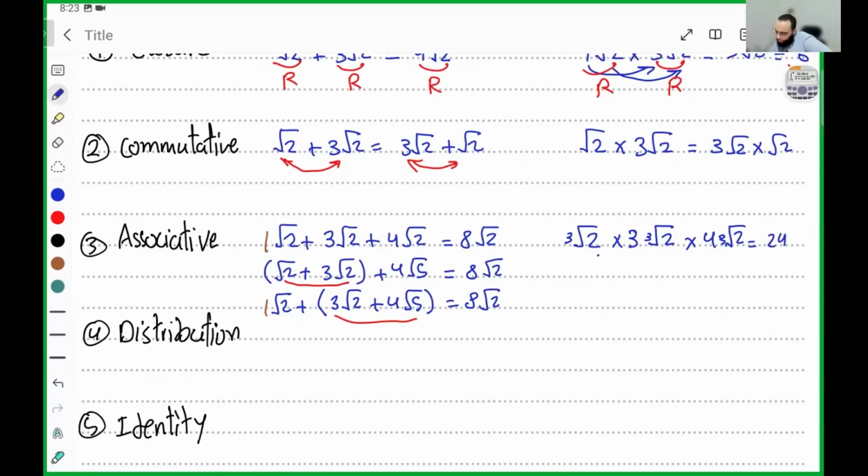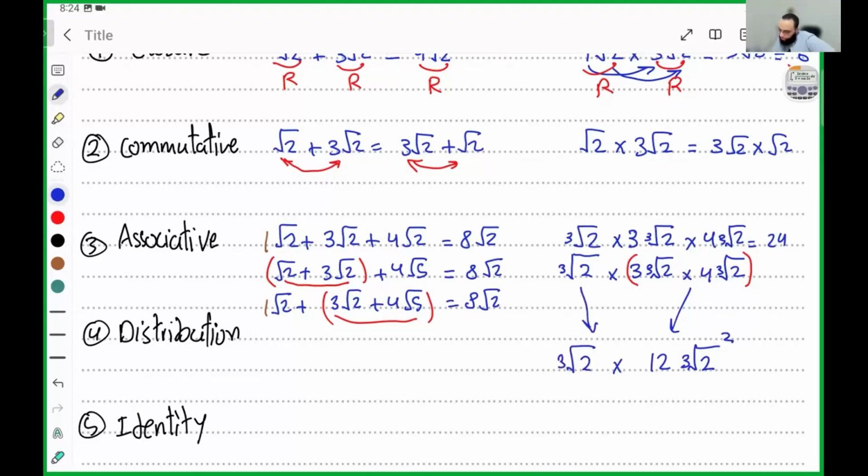If another one told me, Mister, I'll do it like that. Firstly, I'll multiply the second and the third. Here we started by the first and the second, and here we started by the second and the third. Right now we're starting by the second and the third one. 3 times 4, 12, and it's cubic root 2 power of 2. Then this is 12 cubic root 2 power of 2 times this one, which is cubic root 2 power of 1.